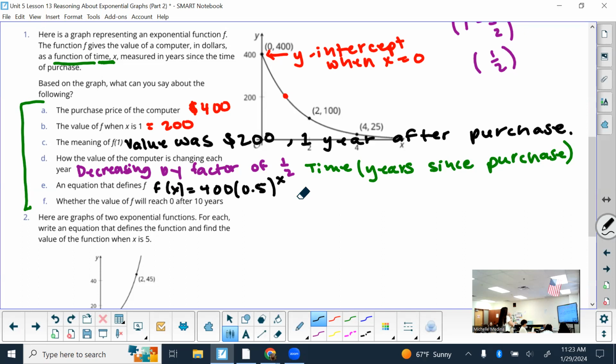So then, whether the value of f will reach 0 after 10 years. So whoever spoke for your group last, try to keep yourself quiet this time. Table 4. Whether the value will reach 0 after 10 years. Do you think it will? Okay. So if that's true, then if it's 10 years after purchase, I should be able to plug in 10 for the exponent, and then it should give me 0 if that's true. Or maybe even a negative, but we'll see. We'll compute that right now.